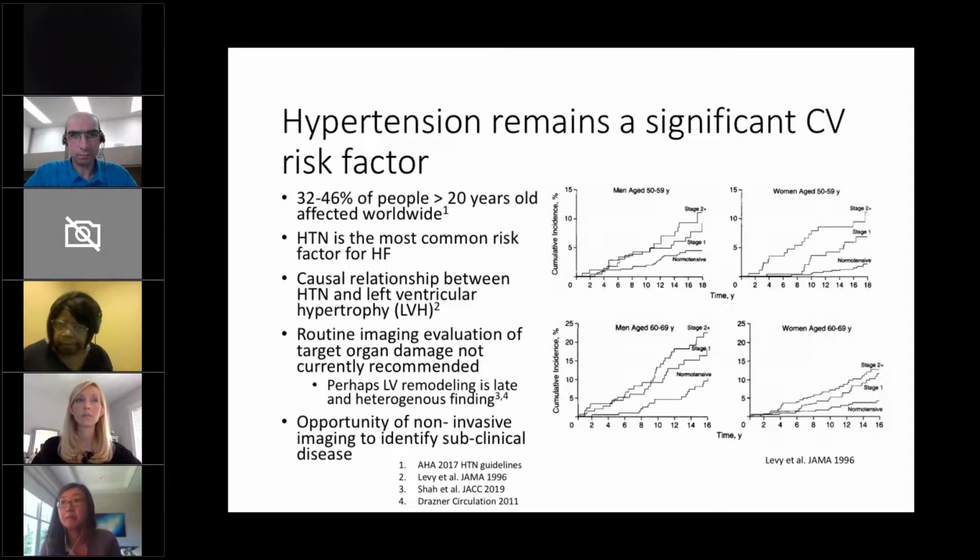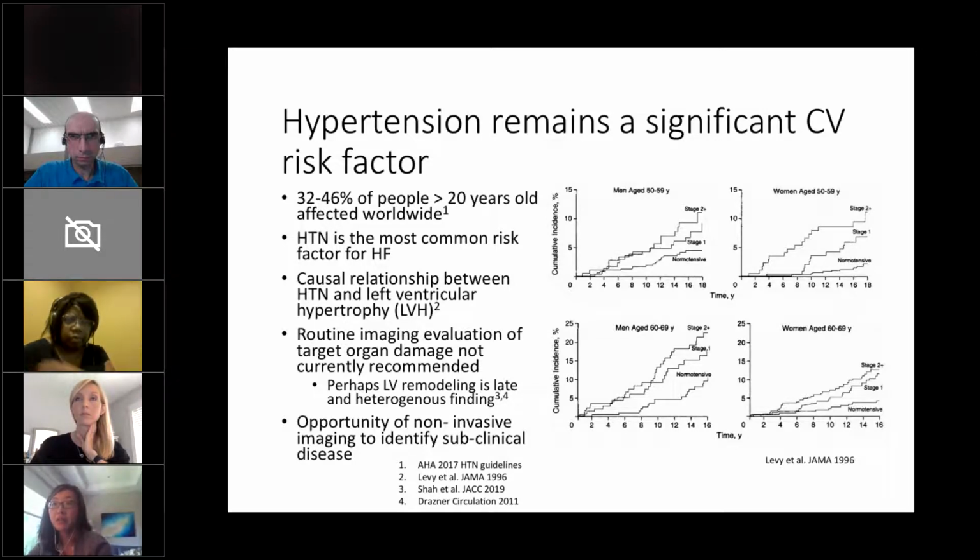Next slide, please. So as we all know, hypertension remains a significant cardiovascular risk factor. It's been estimated that 32 to 46% of adults worldwide are affected. And from epidemiological data, we know that hypertension is the most common risk factor for heart failure. This is data from the Framingham Heart Study on your right that shows that the cumulative incidence of heart failure increases with not only increasing blood pressure, but also increase in age.